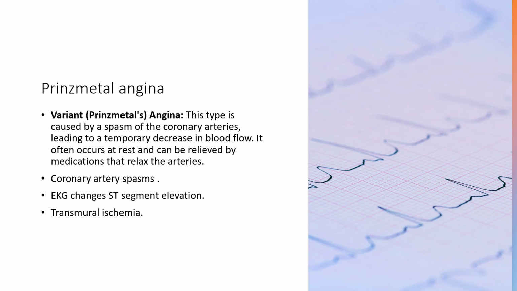Now, what do we mean by transmural ischemia? Transmural ischemia is basically when the whole heart, the endocardium, epicardium, and myocardium, these three layers, undergo infarction. Why? Because of coronary artery spasm. Whenever the spasm occurs, the blood flow to the heart immediately decreases, from 100% to 0%. So the whole heart will undergo ischemia. That's why I wrote transmural ischemia.